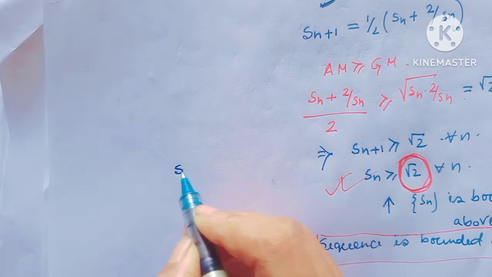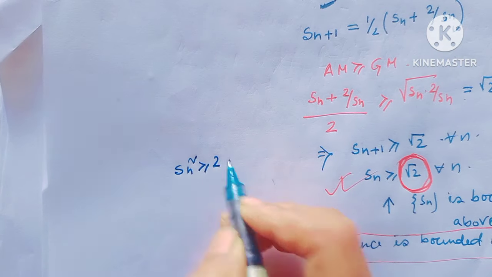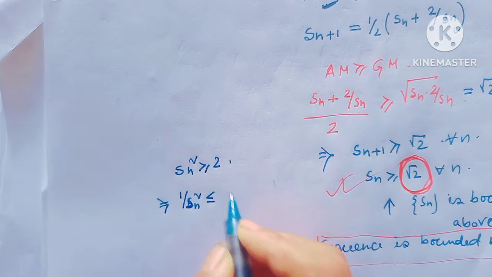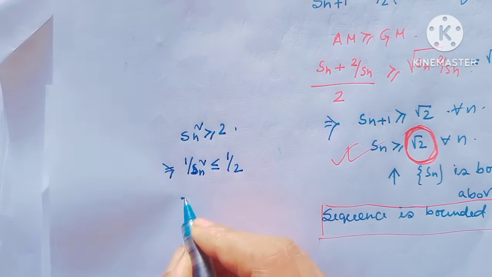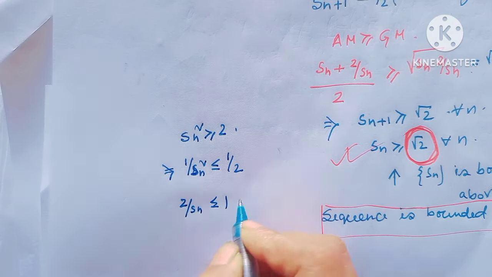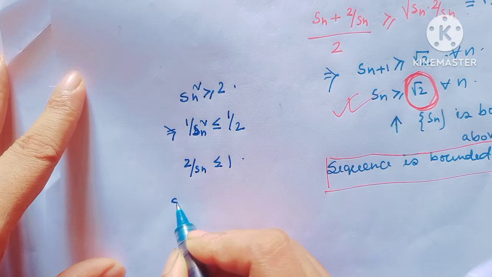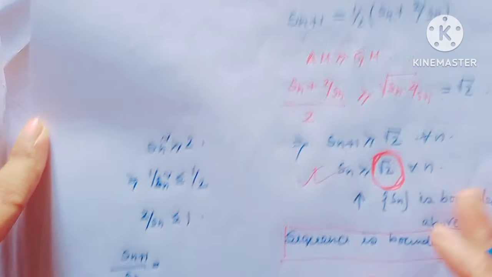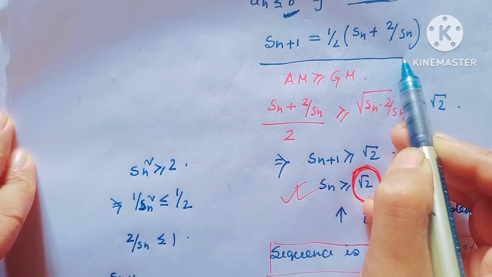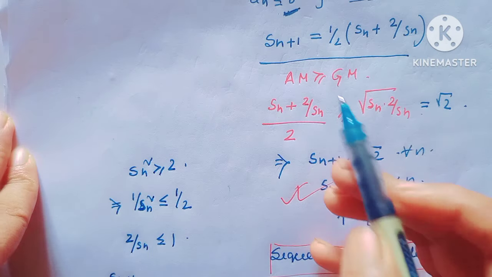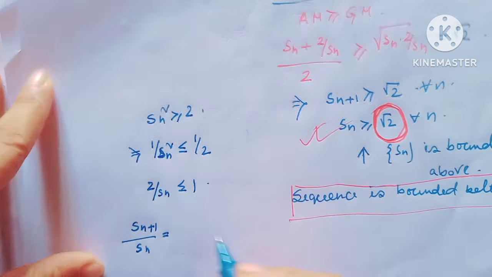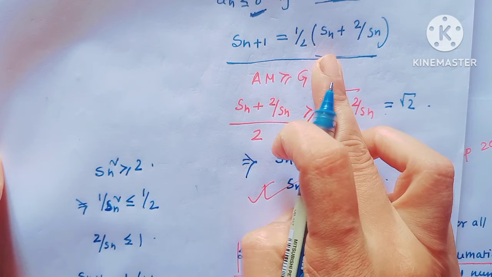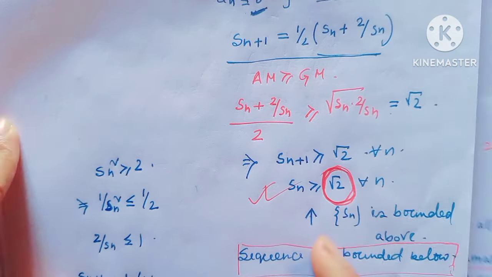Okay. Sn is greater than or equal to square root of 2. Therefore, Sn square would be greater than or equal to 2, and 1 over Sn square would be at most 1 over 2. That means 2 over Sn square is less than or equal to 1. Now write Sn plus 1 over Sn. Since Sn plus 1 is this, divided by Sn, this would be half of 1 plus 2 over Sn square.